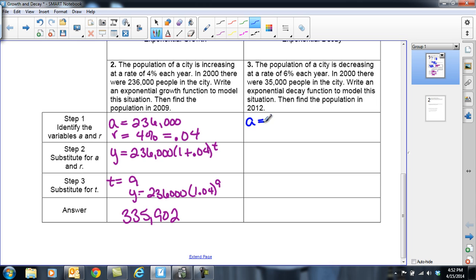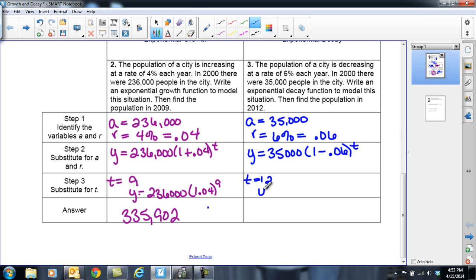Well, A for this problem is where we started, which was 35,000. My rate for this problem is 6%, and just like before, that needs to be a decimal, so 0.06. And then we're going to substitute in, so I have y equals 35,000 times 1, and this time it's minus 0.06 because you're decreasing, to the power of t. Well, if I want to find the population in 2012, from 2000 to 2012 is 12 years, so t is 12. So my problem is going to be y equals 35,000. We're going to simplify this. 1 minus 0.06 is going to be 0.94 to the 12th power.